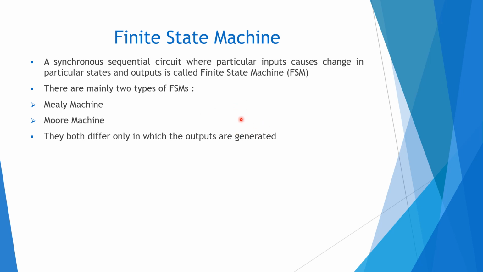And there are many other examples of FSM, and there are mainly two types of FSM. One is the Mealy machine, and another one is the Moore machine, and they differ only in how the outputs are generated. We will be seeing this in the coming slides, and also we will be seeing analysis of an example finite state machine, and designing 2 or 3 finite state machines with different types of flip-flops, so that you have a good clear picture of the FSM.